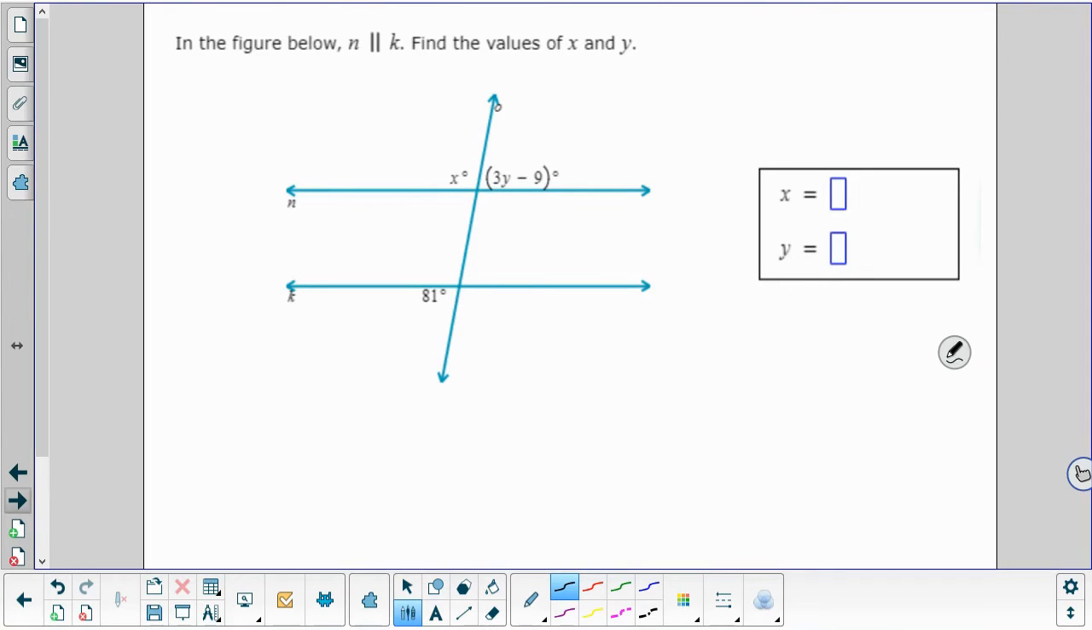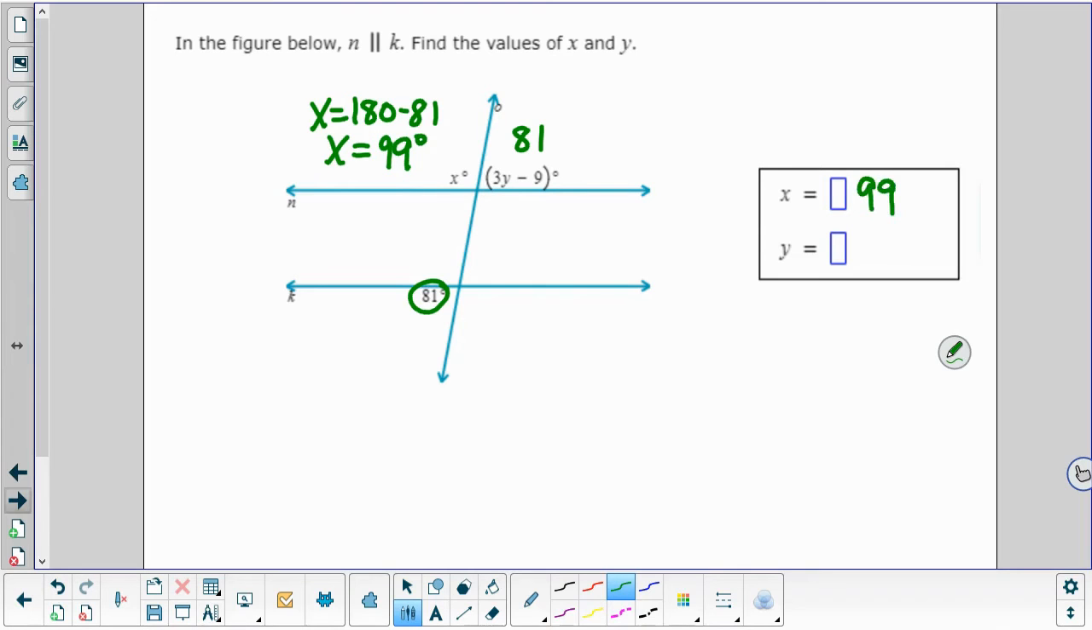Okay, now in this figure, lines N and K are parallel, and we're going to find the values of X and Y. Well, it turns out that we know that those two angles are 81, and X then is going to be 180 minus 81. So same side exterior. So that means that X is equal to 99 degrees.